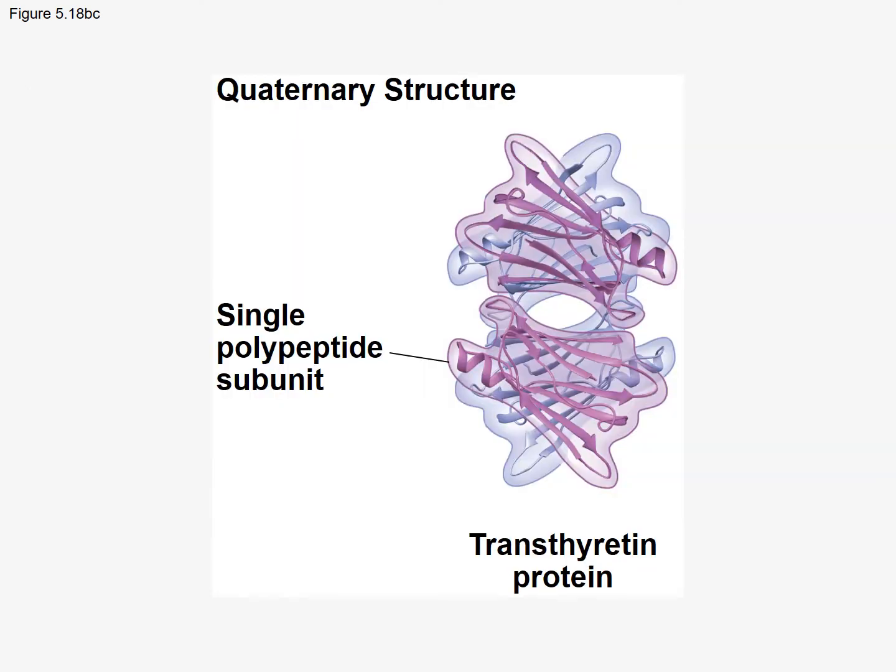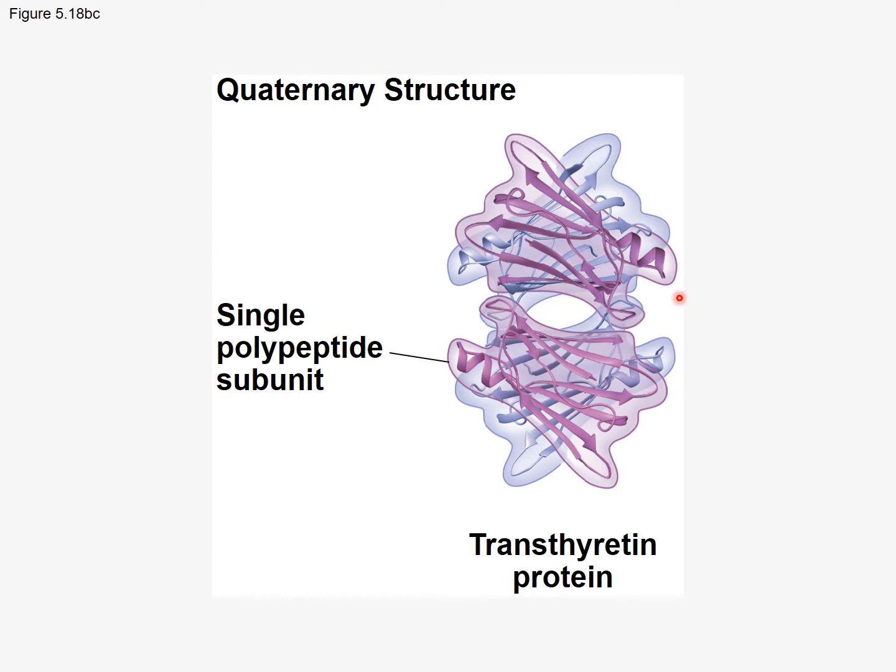Now, quaternary structure, like I said, involves more than one peptide. Not all proteins have more than one peptide. If a protein does have more than one peptide, they're each called subunits, because typically the protein isn't going to be completely functional until all the subunits are put together. So here we have the full transthyretin protein.